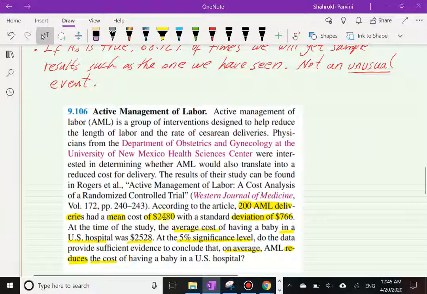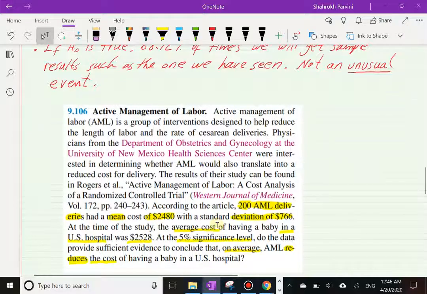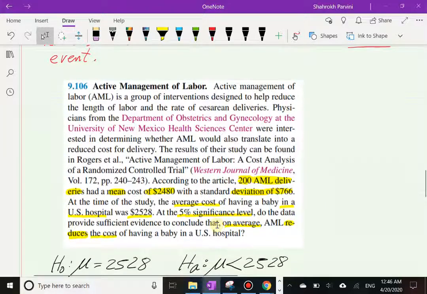cost of AML deliveries. Now, at the time of the study, the average cost of having a baby in a U.S. hospital was $2,528. So this becomes the status quo. That's what the average cost was for deliveries in a U.S. hospital. At 5% significance level, remember that makes it alpha. Do the data provide sufficient evidence to conclude that on average, so that tells me we're doing this for mu, AML reduces the cost. The keywords we're looking for here, reduces the cost. Reducing something means making it less than what it used to be, right? Reducing means less than the cost of having a baby in a U.S. hospital. So all of that put together helped me formulate the statement of the hypothesis.